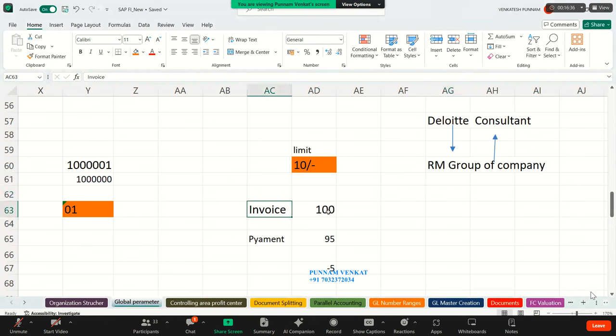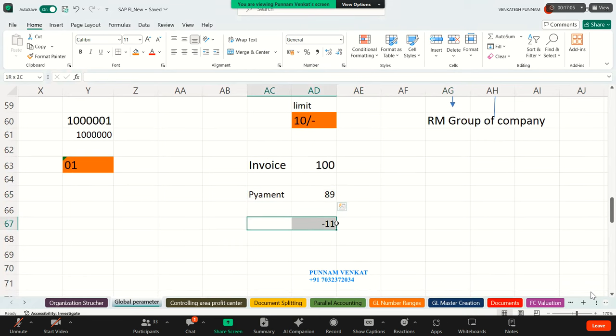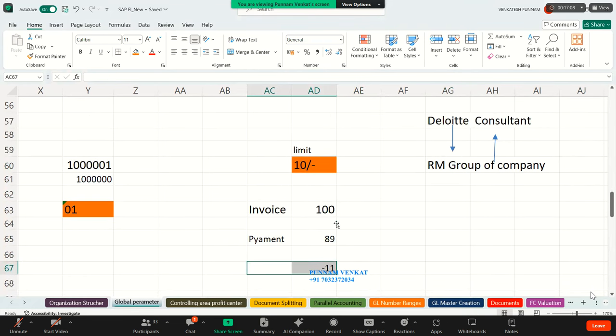For example, my invoice value is 100 rupees. Now I'm doing the payment of 91 rupees. So how much is the difference? 9 rupees. My maximum limit is 10 rupees, so you can sacrifice. For example, my payment is 89 rupees. Invoice value is 100, payment value is 89, difference is 11 rupees. Your payment difference exceeds my limit, so the system cannot accept it. Very simple, everyone.